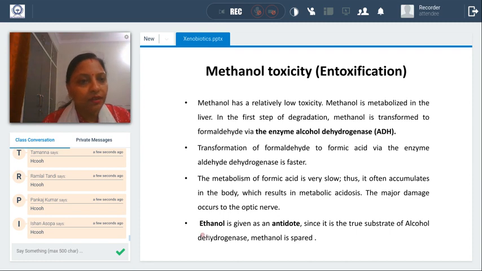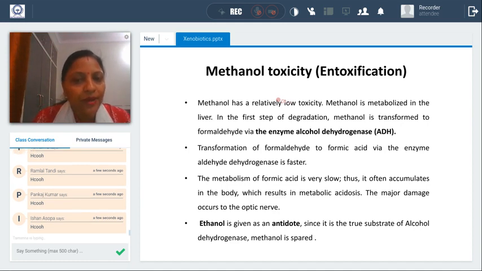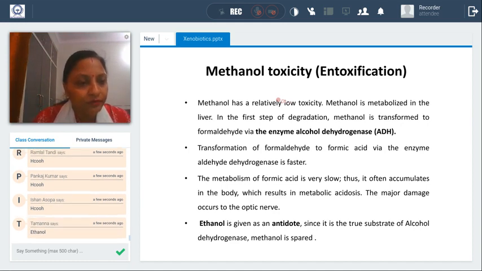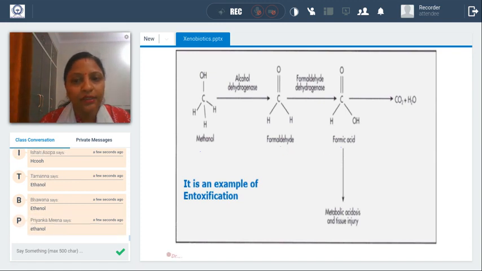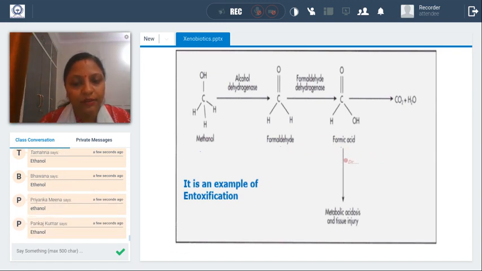So which is the antidote of methanol toxicity? Please write in the box. Which is the antidote of methanol toxicity? Yes, ethanol. This methanol converts into formaldehyde and then it converts into formic acid.